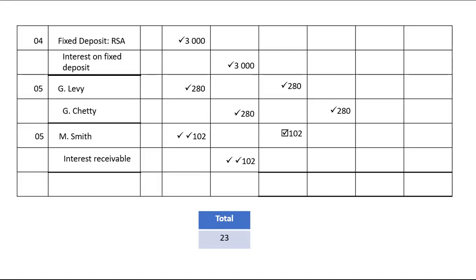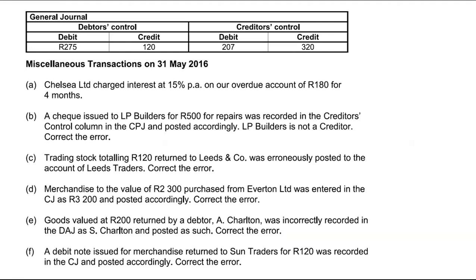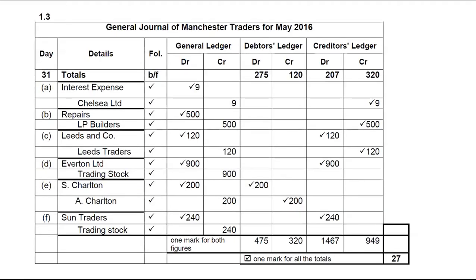All right, that'll be it from me. Please note that instead of writing interest receivable, you can write interest income. And you need to remember, interest on an asset is always income. Just remember that, okay? Try the last one. And check the solutions. All right. That'll be it with respect to the past papers relating to the general journal.